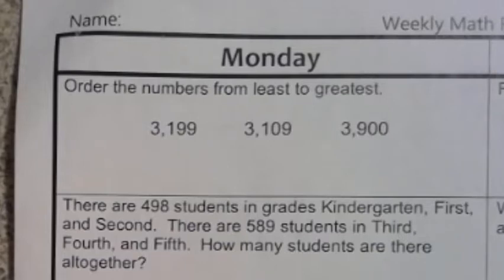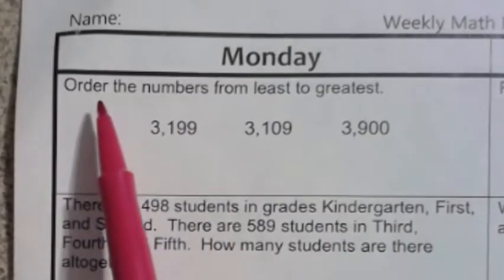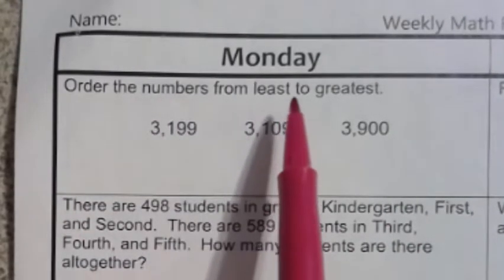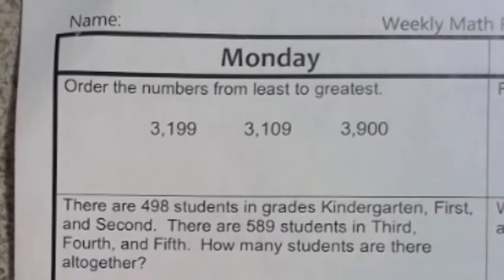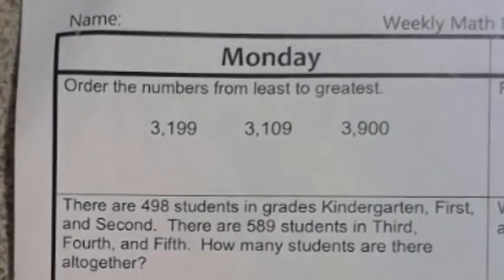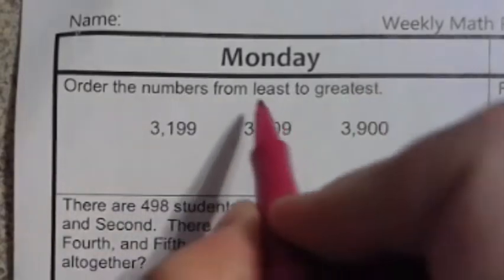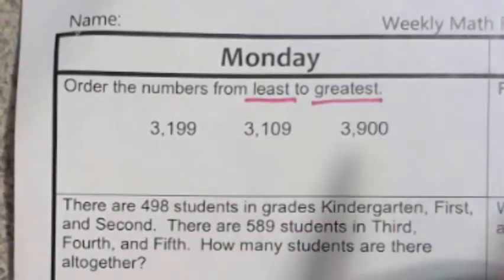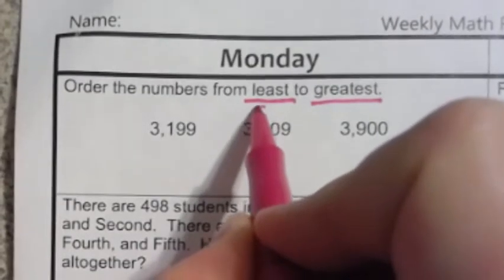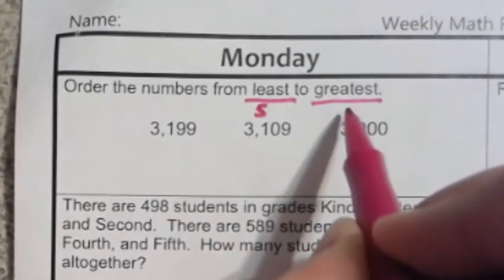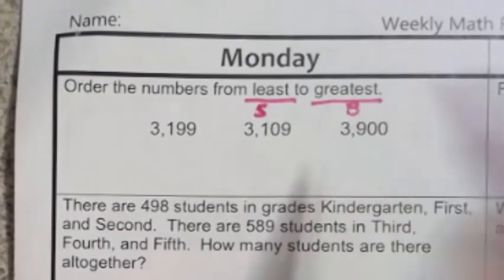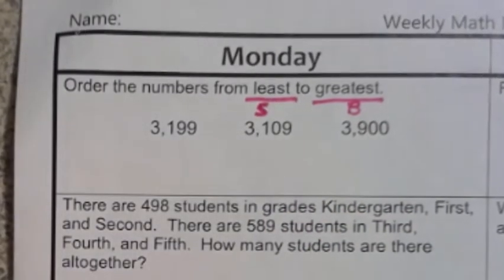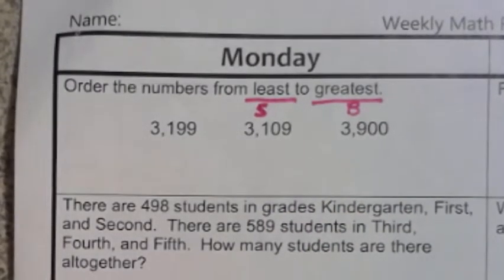We're going to go through here just like we would in class, and we're going to start at the top of your page. So let's read this together. Order the numbers from least to greatest. Think about what your key words are there. I see the word least and I see the word greatest. Least means small and greatest means big. So I need to put these numbers in order from the smallest to the biggest.